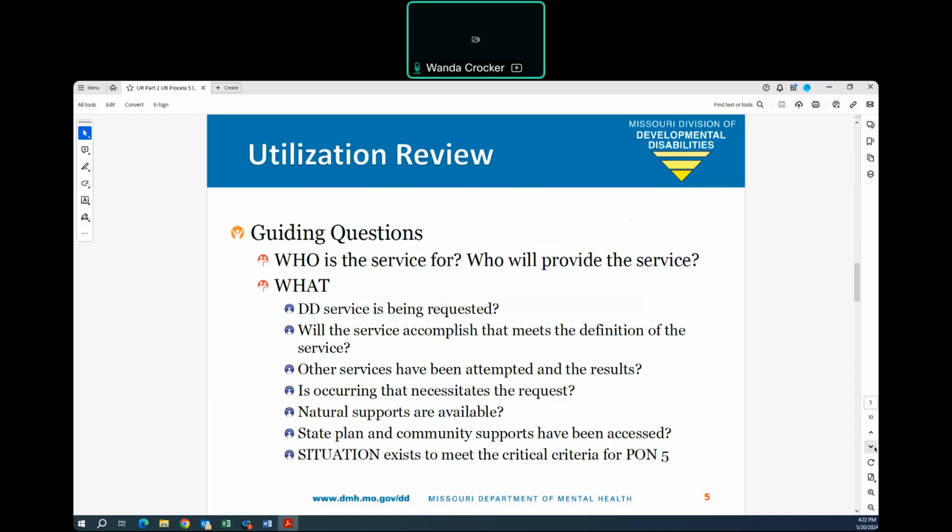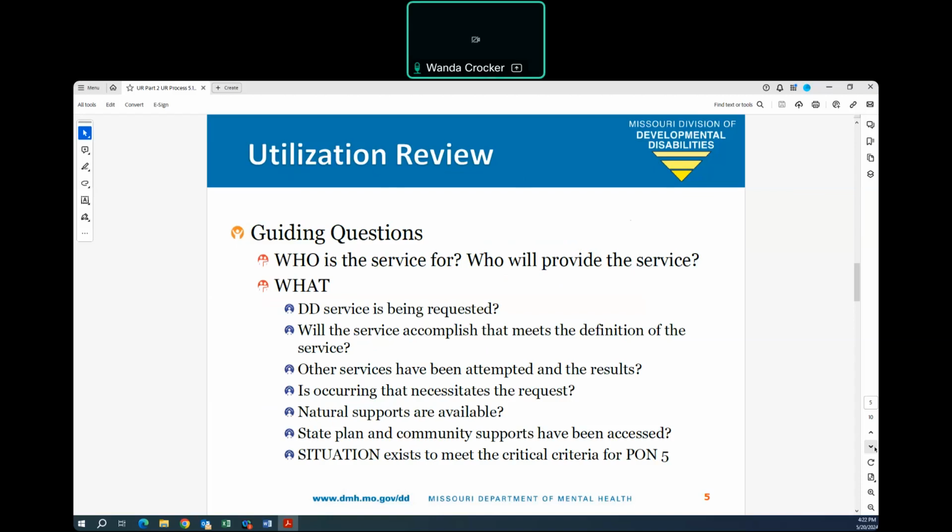It's a lot of sub questions under "what," but what service is being requested? What is the service going to accomplish or do that meets the definition of the service? You have to connect the ask to the definition. What other services have been attempted, and what were the results of those services? And this is commonly reflected when someone is asking for a 24-hour residential service.